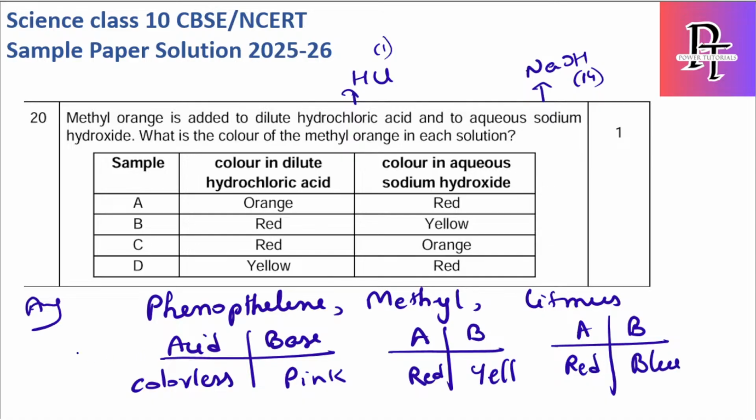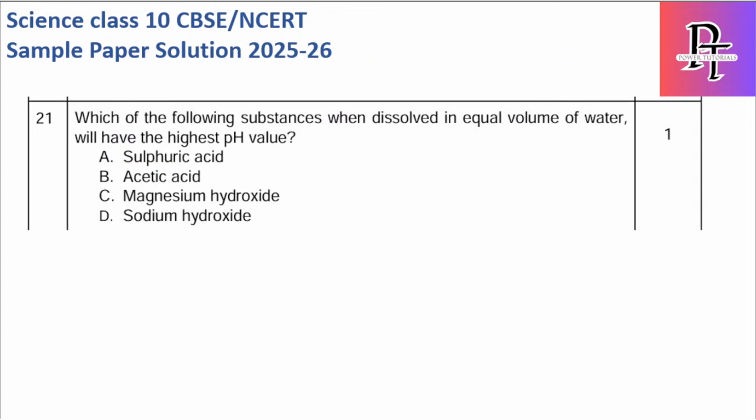So all these three you have to remember. Not only methyl orange, they can ask you phenolphthalein, or litmus. Anything can be asked. In this question they are asking about methyl orange, so the answer is in terms of acid red and base yellow, so the answer should be B. Okay, let's move to the next one.